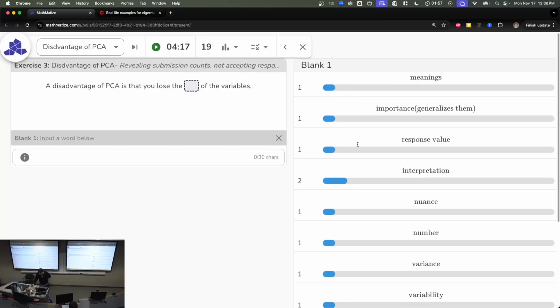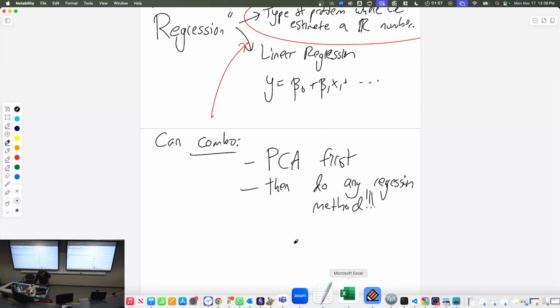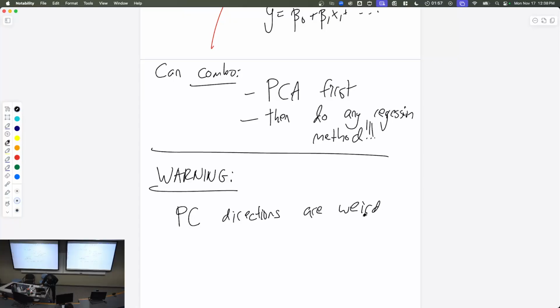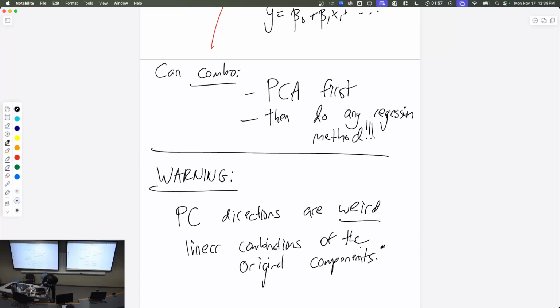But yeah, the right answer is when you move to the PCA space, this is like a warning. The PC directions are weird linear combinations of the original directions, original components. So even if the components had nice meanings originally, once you switch to the PCs, then you have to give up having meanings for them.